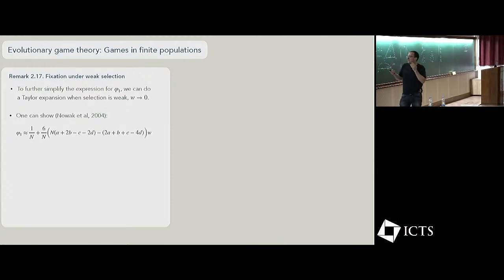Now, another question that you could ask yourself is: 1 over n here is the kind of natural baseline. If a strategy is just as good as the resident, the fixation probability would be 1 over n. And the question is, when would I be better than the resident? When would I have a fixation probability that is larger than 1 over n? So equivalently, you could ask yourself, when is the expression in this bracket here positive?